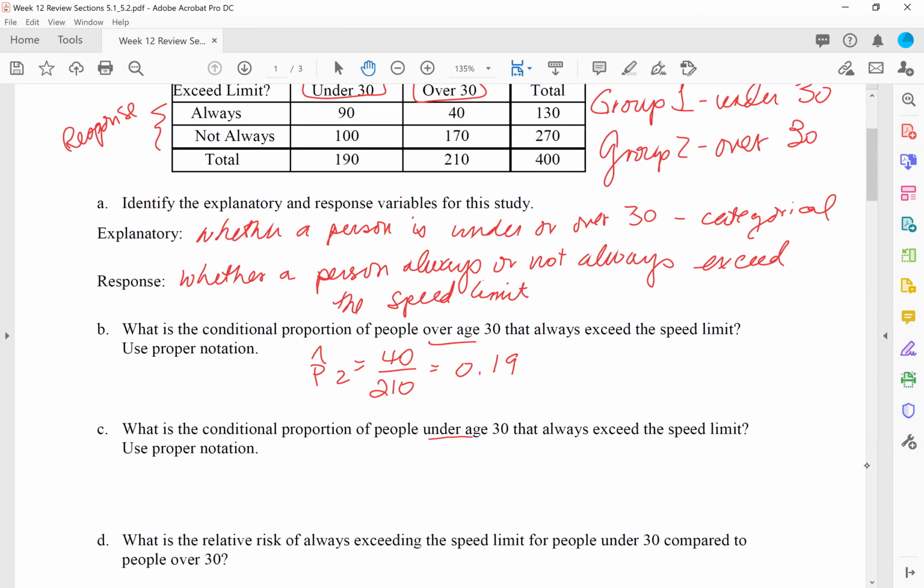So now we're looking under 30, so that's going to be our p hat 1. How would we find that value? 90 over 190, because now we're focusing on the under 30, and this gives us 0.474 for p hat 1.